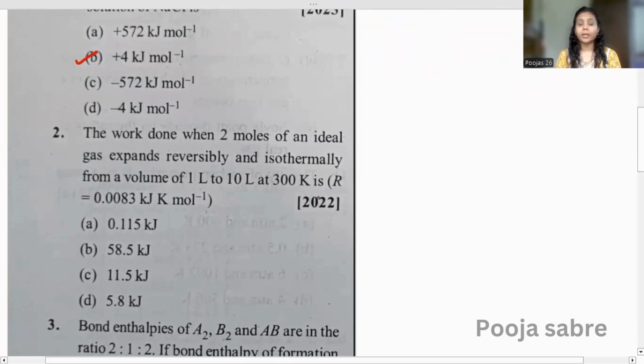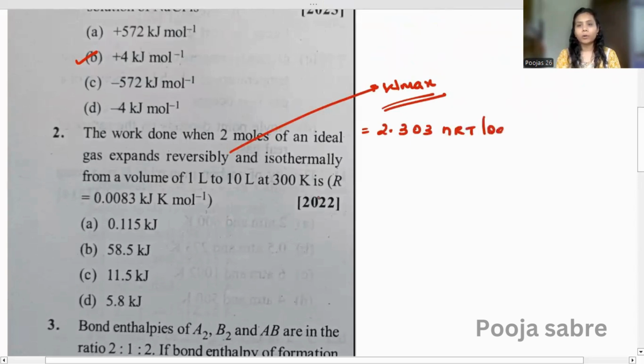The next question, the second question: work done when 2 moles of an ideal gas expands reversibly and isothermally. Remember, as soon as you see reversibly and isothermally in the question, understand that they are asking about W max. Very, very important. And the formula for W max is minus 2.303 nRT log to the base 10, of V2 upon V1 or P1 upon P2. Now, what data is provided here? First we will have a look at that.